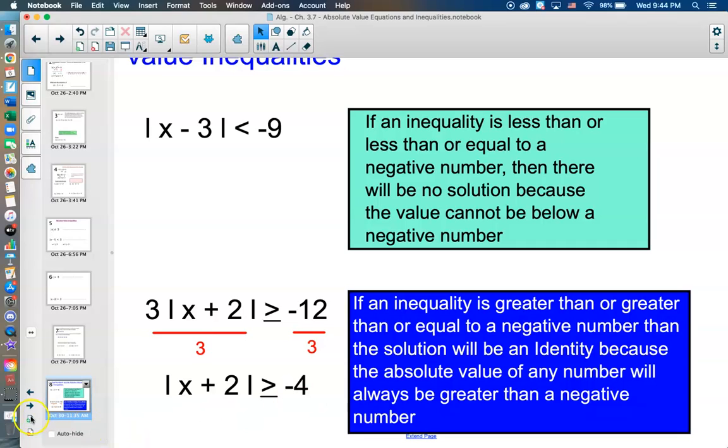I hope this video helps you as a quick cheat sheet for how to solve absolute value equations and inequalities, and hopefully you can recognize the little nuances that go with it.